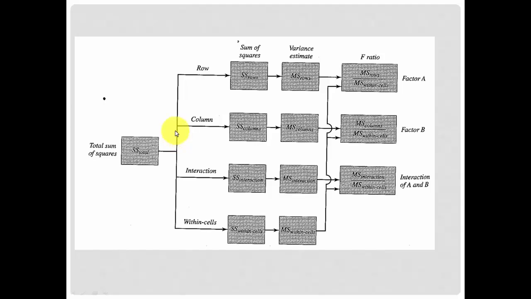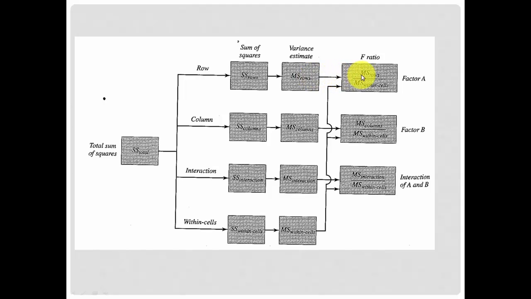All right? And then, of course, we're going to have variance estimates, or our mean squares. Just like with the one factor ANOVA, we have between subjects mean squares and within subjects mean squares. It's just that in a factorial ANOVA, our between subjects mean squares is divided into row, column, and interaction, and then we have our mean squares within cells. Okay, so we calculate the F ratio the same way in a factorial ANOVA that we did in a one-way ANOVA. And you can read the arrows here a little bit.